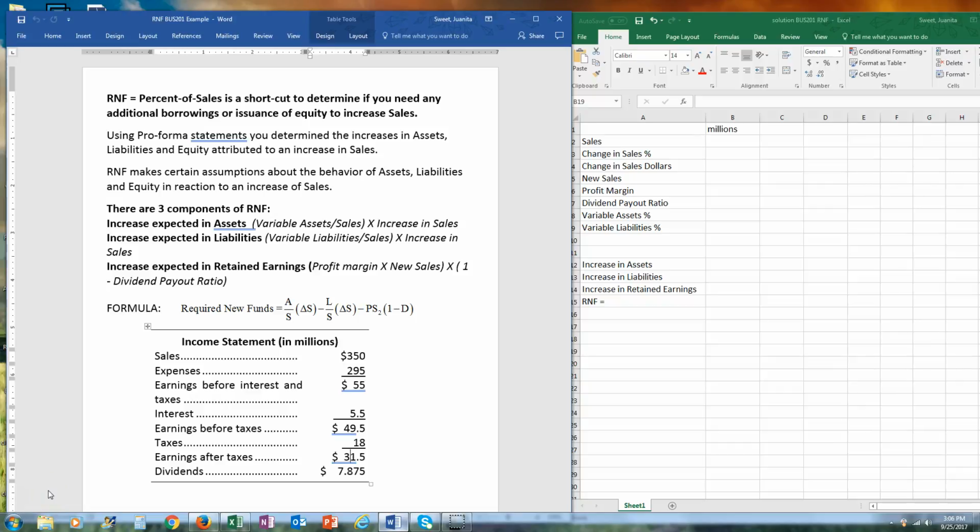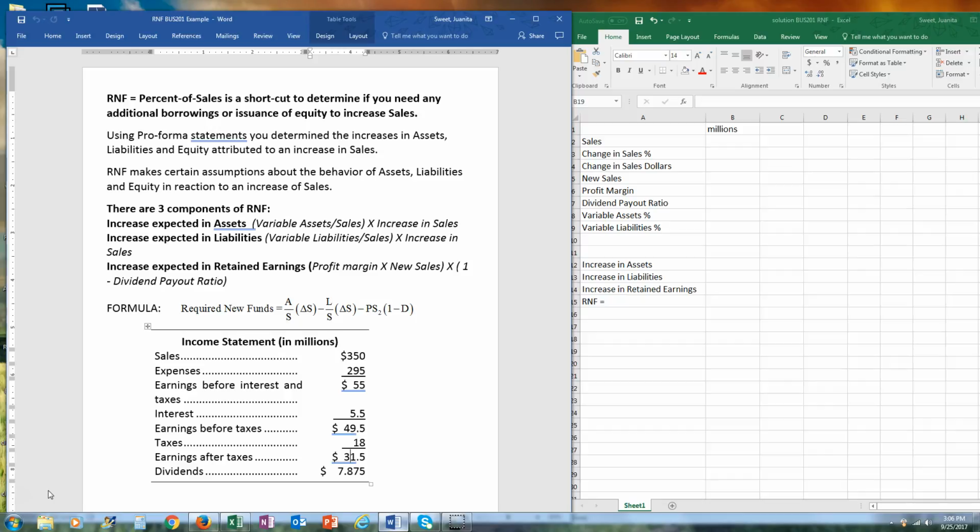In this exercise, we're looking at the percent of sales method to figure out your required new funds. This is a shortcut method, and it's based on the premise that if you increase sales, your assets will increase for cash, receivables, inventory. Liabilities will increase if you have more accounts payable for the items that you had to purchase for resale or for manufacturer, your expenses.